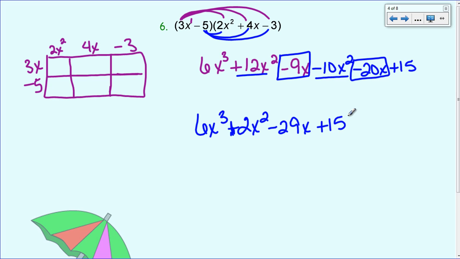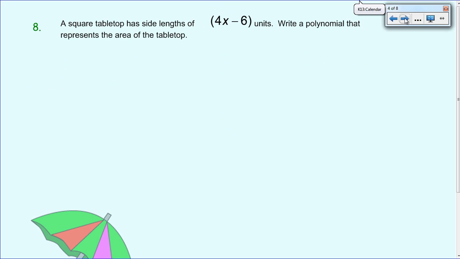15. So this time I ended up with a 4-term polynomial that is to the 3rd degree because my highest exponent is a 3. Instead of a trinomial as my answer. It's just because I multiplied more things together. So now let's extend this to some word problems.